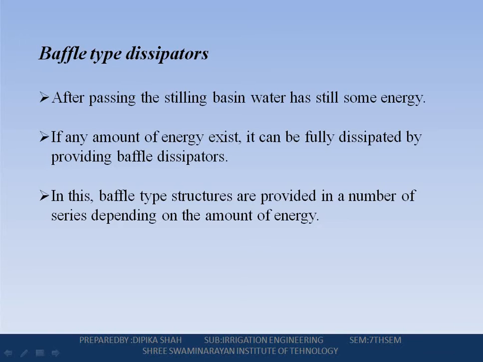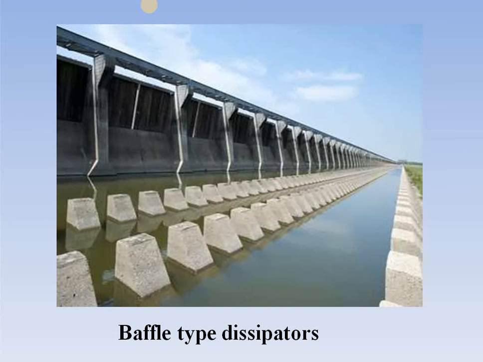उसके बाद है baffle type dissipator. So after passing the stilling basin, water passes free from energy. ठीक है, स्टिलिंग बेसिन में से भी पास होने के बाद उसके बाद क्या होता है? और भी एनर्जी होती है, ठीक है. So if any amount of energy exists, it can be fully dissipated by providing baffle dissipators. In this, baffle structures are provided in a number of series depending on the amount of energy. So you can see this figure. This figure shows a baffle type dissipator, right?